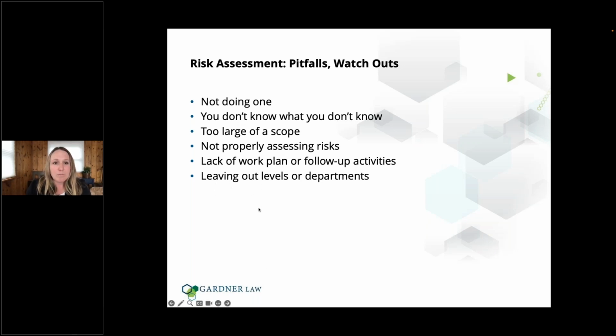Other pitfalls include leaving out whole departments, such as forgetting about customer support. That might be a great area to dig deeper to see if there are risks you have blind spots to. We don't want to leave out staffing levels. We want to include all staffing levels and all departments, as long as that's part of our scope. The whole point is to get everyone's perspective and a comprehensive view, and to do that, you have to cover all of the levels and all of the departments.